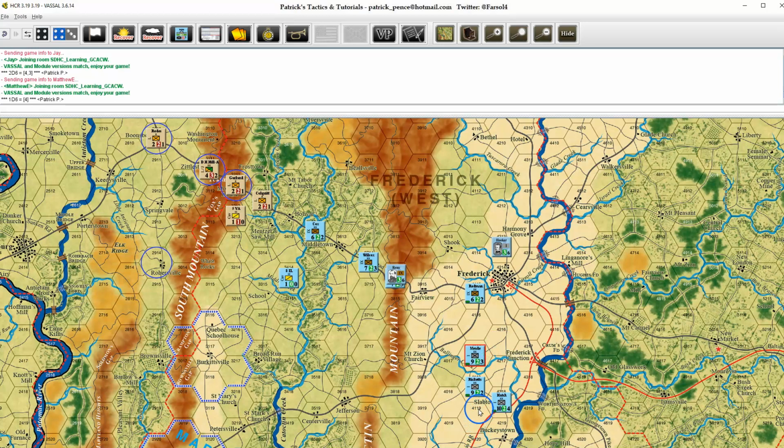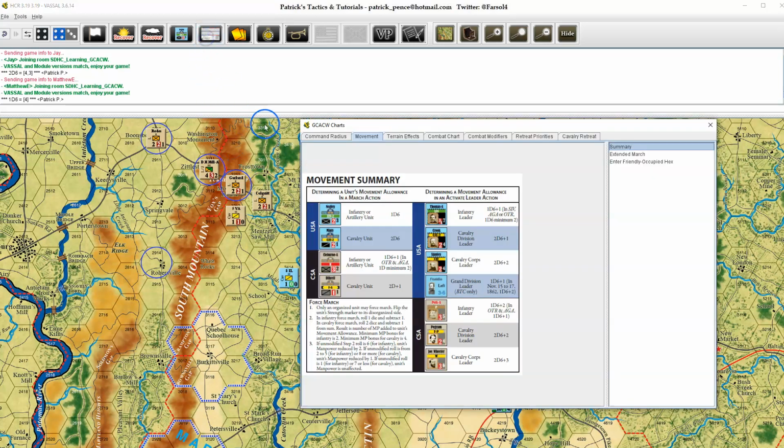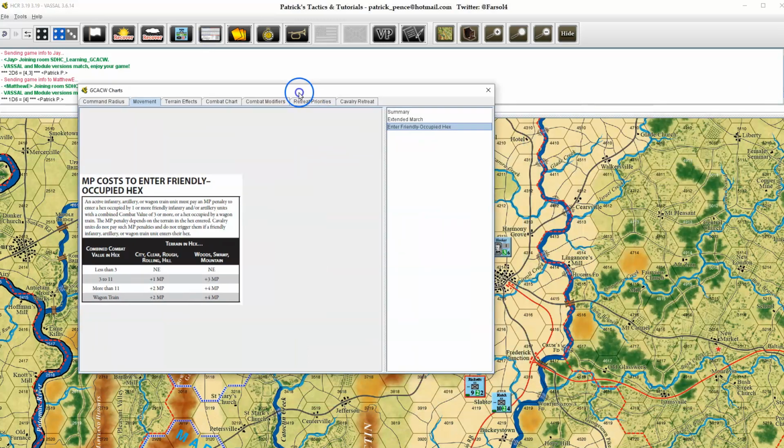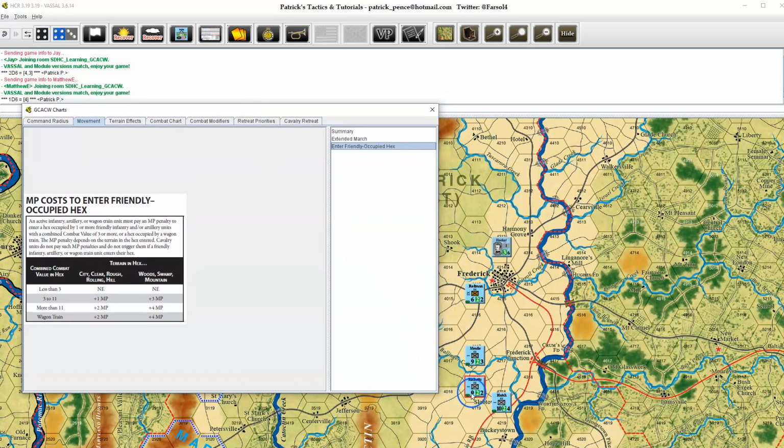And now we have our first operational consideration for this game: how do you move a very large force into an area where there's already, and you've got to talk about logistics here. So in order to move this, I have 2 movement points left over. If I open up that movement chart again, I can see enter friendly occupied hex. I have to now consider how much manpower is already in that hex. And if it is anywhere from 3 to 11, well, if I'm going into a clear, which I am, then it's 1 additional movement point to get in there.